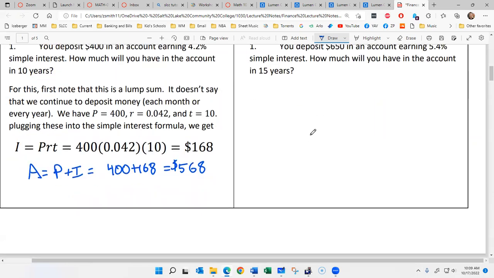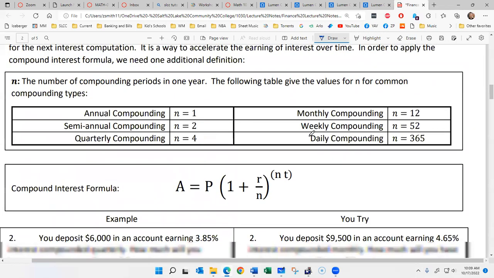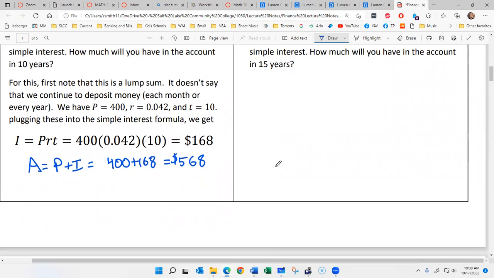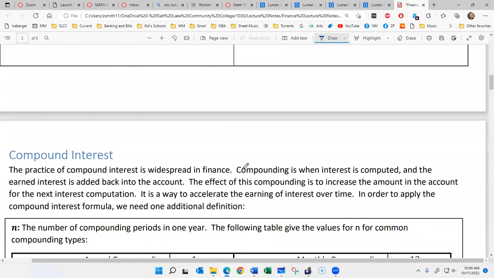I don't know how much time we'll have for all the You Try Its. They're in the notes, so I will reserve these for the harder problems. It's pretty simple. It'll be 650 times 0.054 times 15. Perfect. Yep.